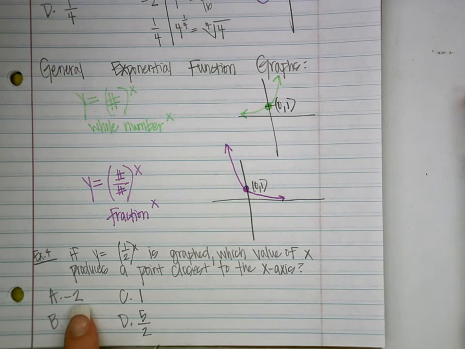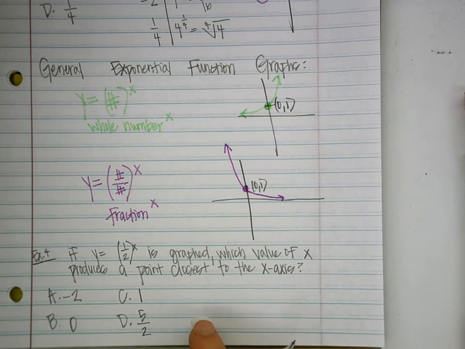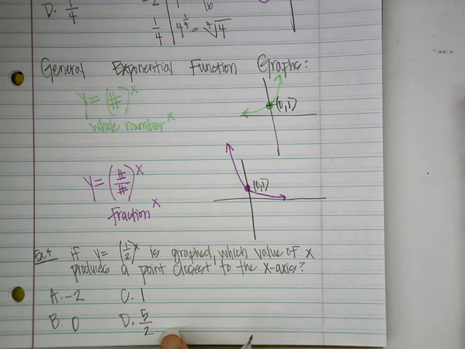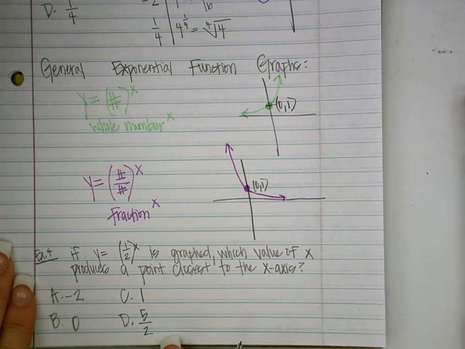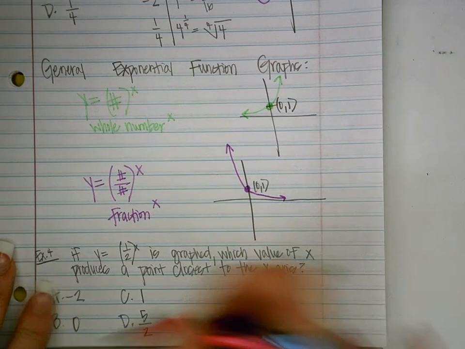Definitely not -2, right? Definitely not 0. Which one, 1 or 5/2? 5/2. Why is 5/2? Because it's more positive. 5/2 is like 2.5. It's bigger, it's more positive than 1. So make sure that you know the difference between those.